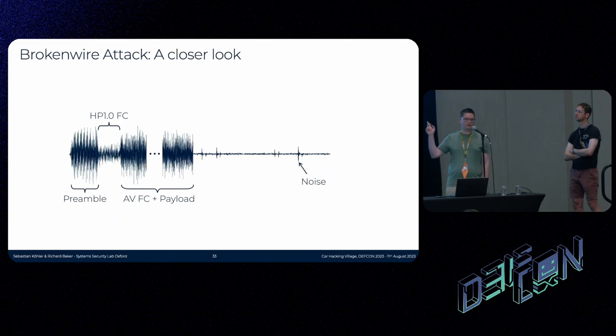So here you can see a HomePlug Green PHY frame. We collected it by just plugging a modem into a software-defined radio. So this is in the time domain. The first bit you can see is the preamble. That is used to detect if someone is communicating and also to do frequency offset correction and timing. And then you have the frame control, the legacy frame control and the AV frame control. And then you have the payload.